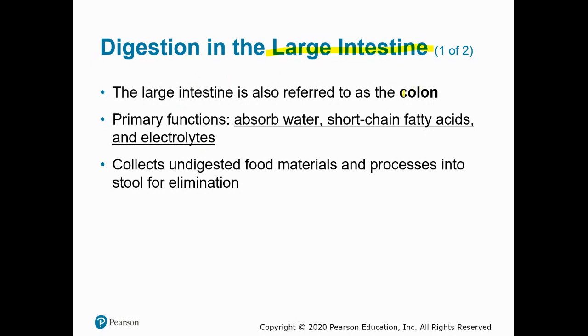Okay, so the large intestine, also known as the colon. That's why I said ascending colon, transverse colon, descending colon. Primary functions of the large intestine: water absorption, short chain fatty acid absorption, and electrolyte absorption. There's a little bit of digestion that still happens in the large intestine, but again, remember we just said the small intestine does most of digestion and absorption.